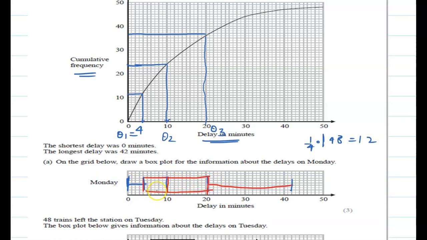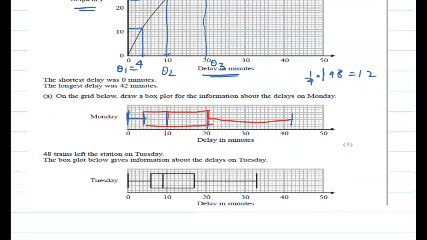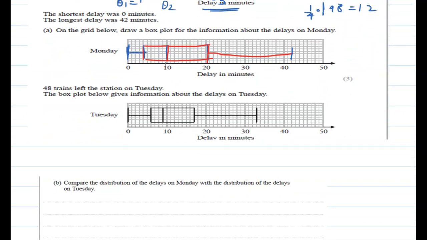Now the next question, part B. They are mentioning that 48 trains left the station on Tuesday. The box plot gives information about the delay on Tuesday. You need to compare the distribution of the delay on Monday with the distribution of the delay on Tuesday. Whenever you are comparing, you always compare the IQR, the interquartile range, which is given by Q3 minus Q1.